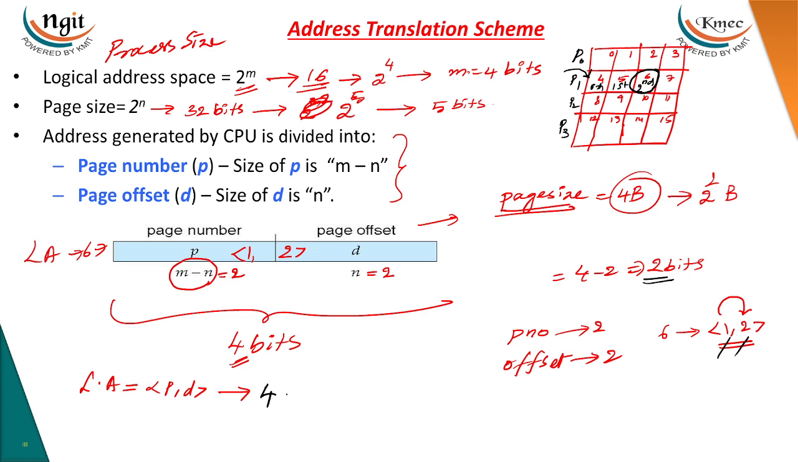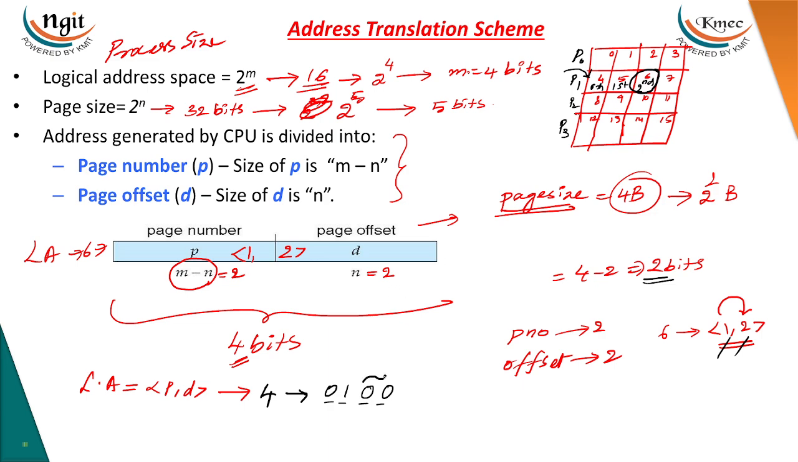Then how will it be divided? It will be divided into 0, 1, 0, 0. Right? It is the binary version of 4. So this particular binary version of 4, we can divide it into page number and offset. How?